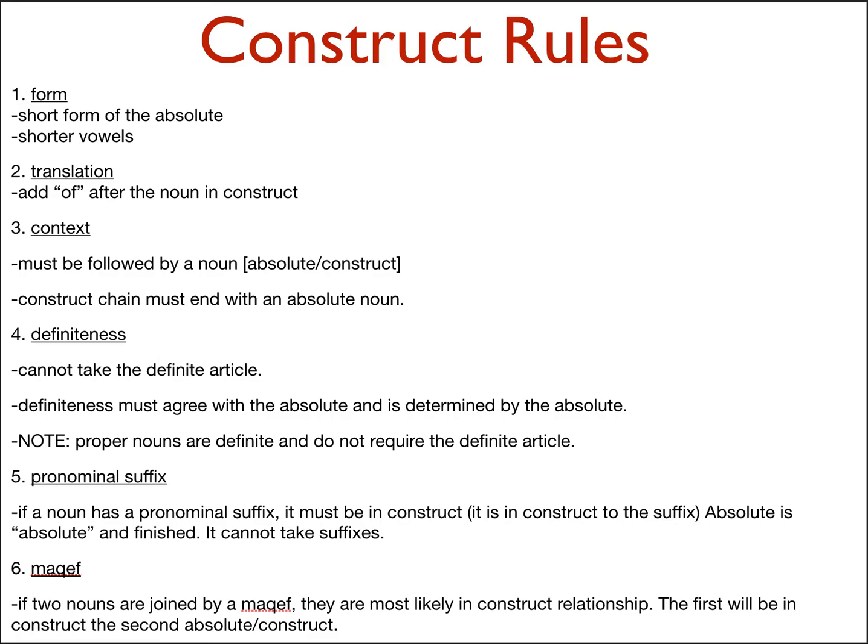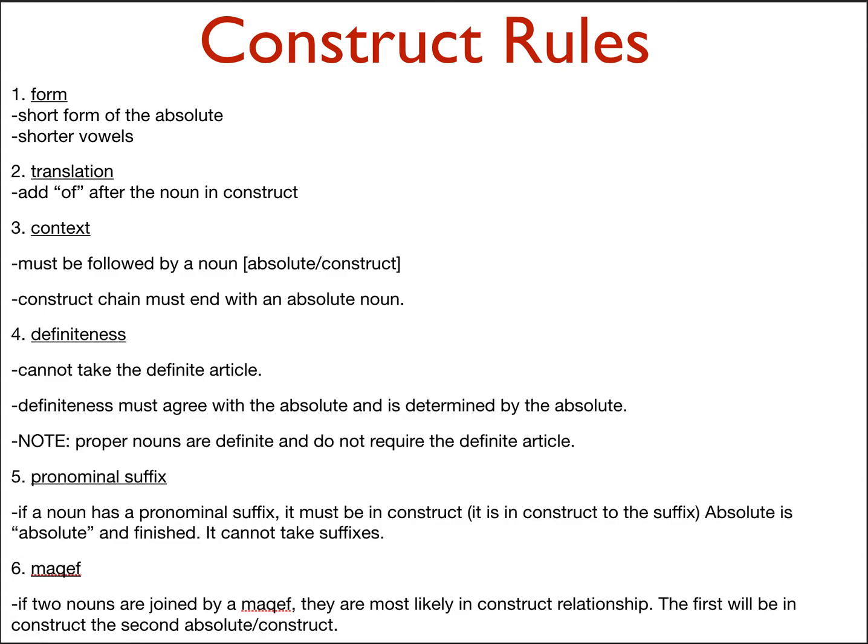The definiteness will be determined by the absolute. In other words, if you have a noun in construct and it is followed by a noun in absolute and that noun is definite with the definite article, everything before that, all the constructs, will be also understood to be definite. Side note, proper nouns are definite by nature. They are understood to be definite even though they do not take the definite article.